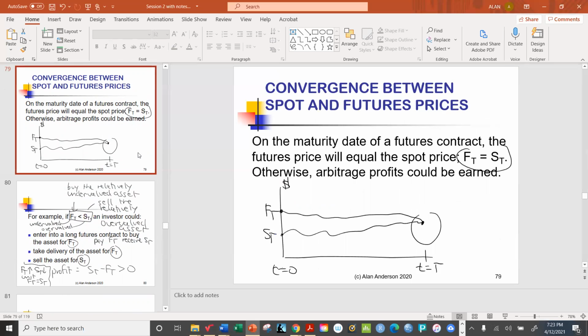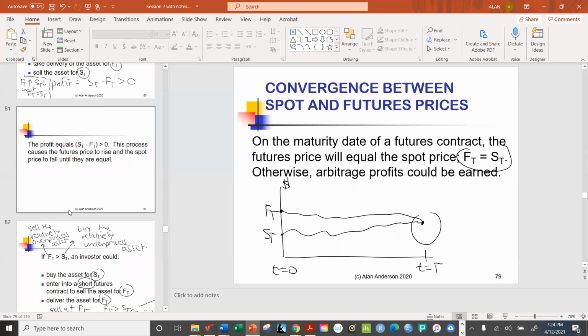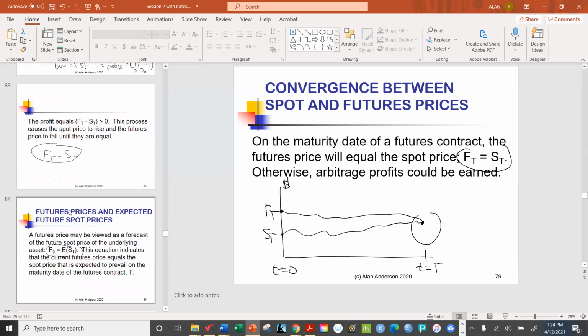So in other words, what we've done is prove that this diagram has to hold. Otherwise, there will be lots of arbitrage opportunities for us. Lots of them.